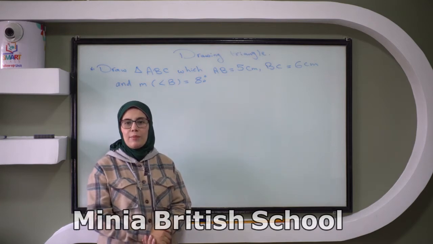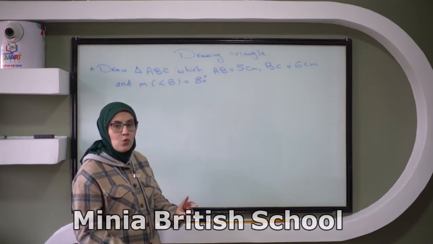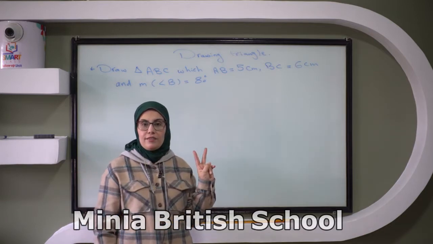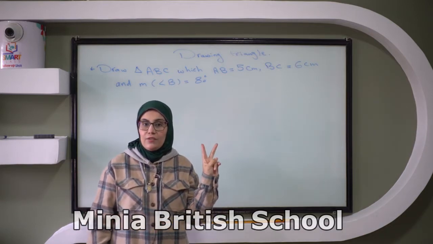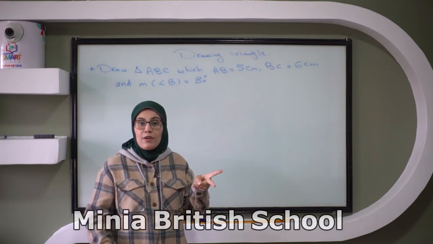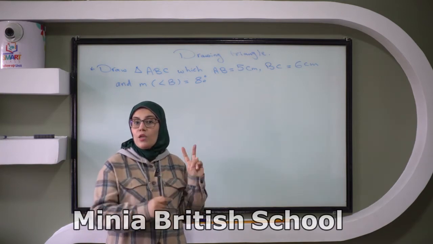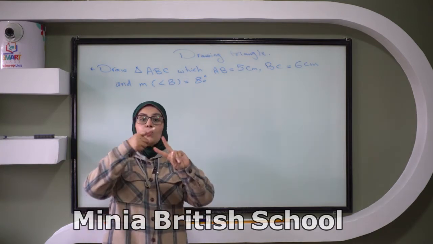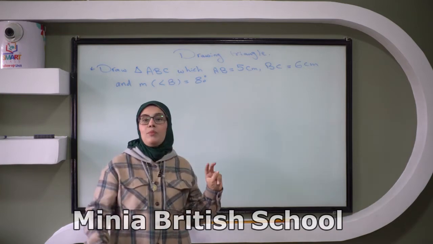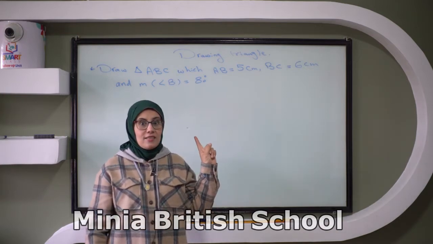Our lesson for today is about drawing the triangle. Actually, we have two methods to draw a triangle. The first method, when he gives you two sides and one angle between them. When he gives you what? Two sides and one angle between them. This is the first case.